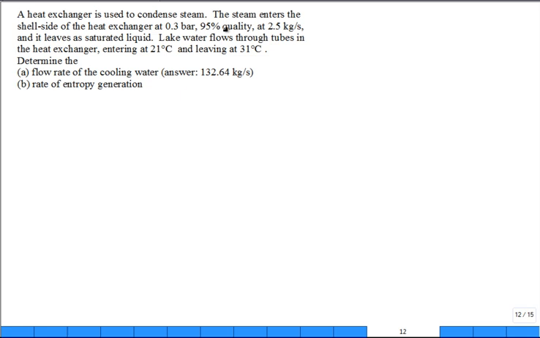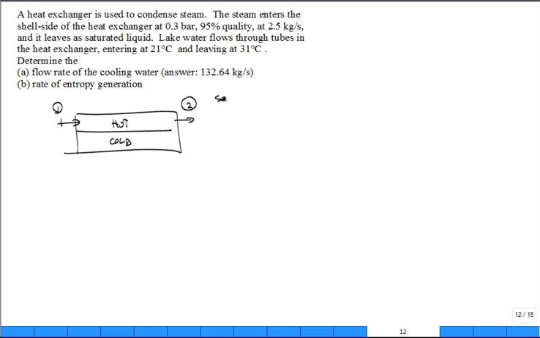Let's take a look at this problem. A heat exchanger is used to condense steam. So you make a sketch of a heat exchanger. You're going to have the hot side of the heat exchanger and the cold side of the heat exchanger. The steam is going to come in at state 1 and go out at state 2, and it'll be condensed, so it comes out as saturated liquid. The steam enters the shell side of the heat exchanger at a pressure of 0.3 bar. There's no pressure change on either side.